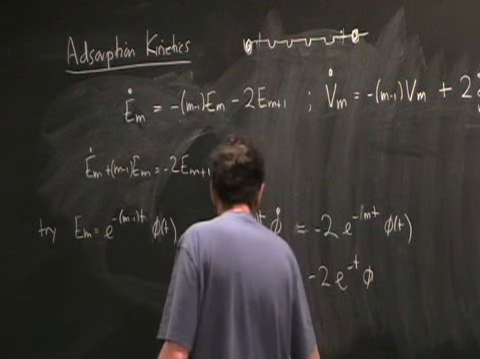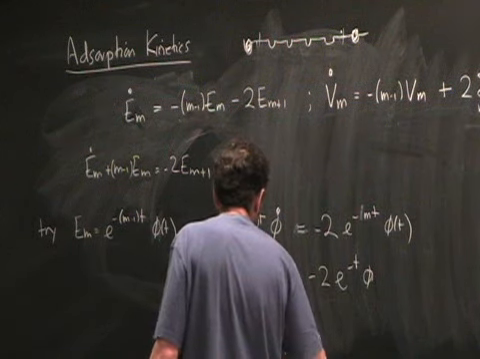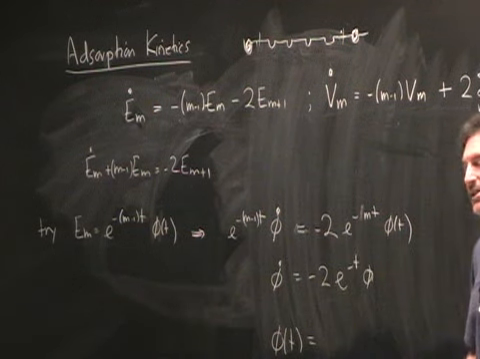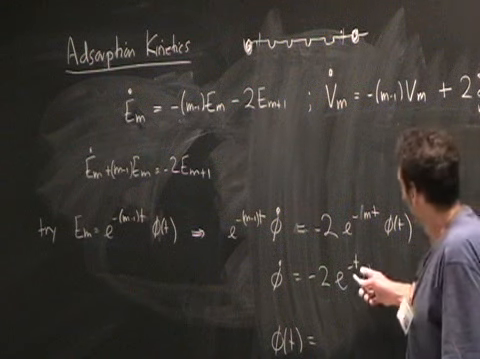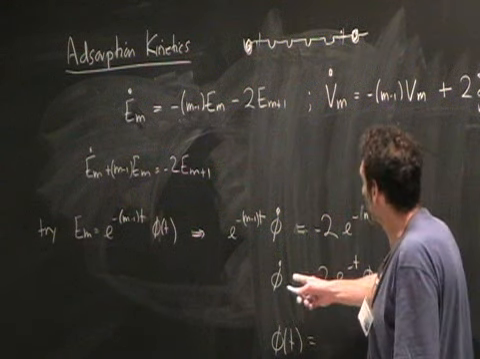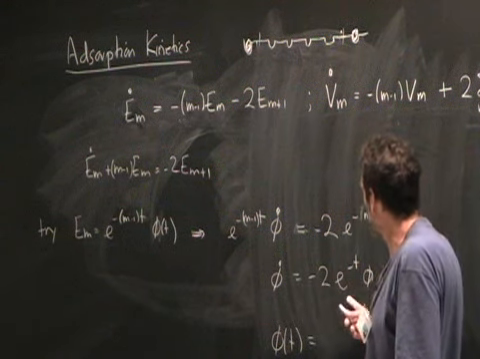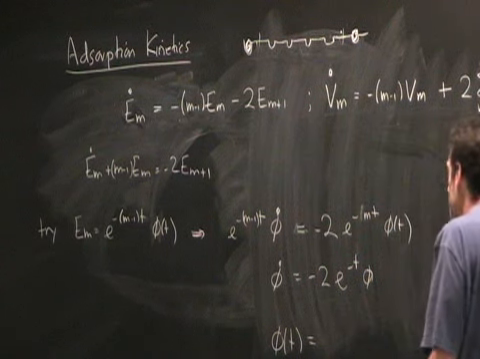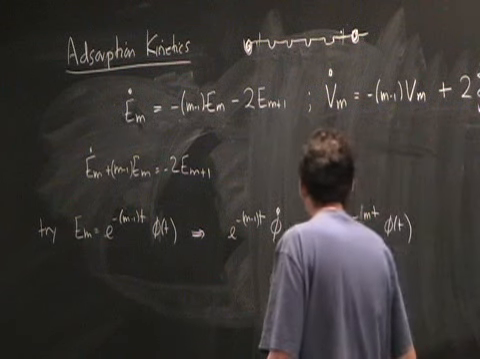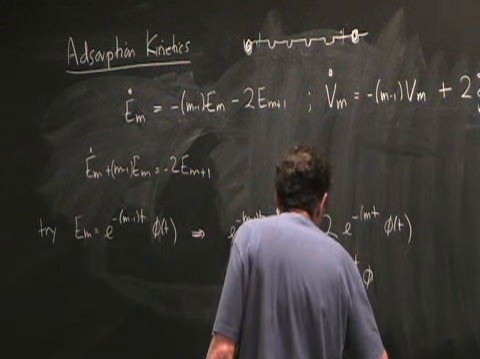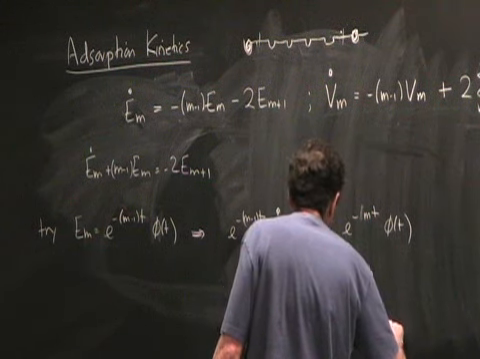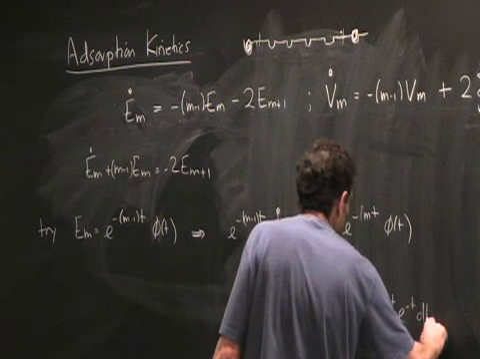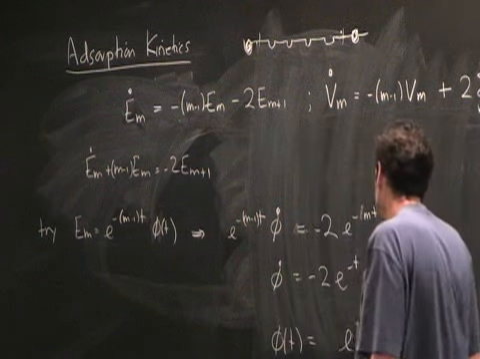So the solution is phi of t is equal to, and one thing about these sorts of problems which makes it a little bit funky is that the solution of this equation is trivial. It's just the exponential of the integral of this thing. So you have exponentials of exponentials. There are always double exponentials floating around. So what one gets here is e to the minus 2, the integral from 0 up to t of e to the minus t dt.